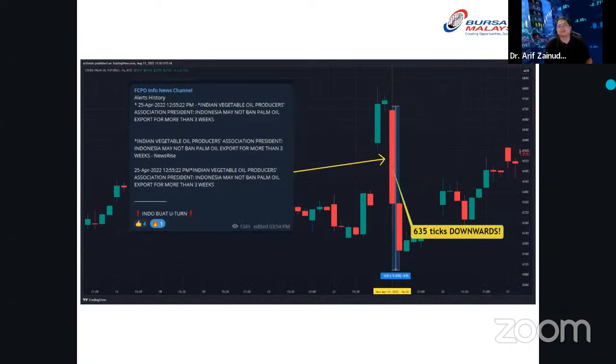This was what happened last year back in April. I shared a link in the chat section so you can see what happened on that day. The afternoon session opened with a huge bearish movement. This is a 1 hour chart. Within 2 hours, the chart dropped 635 ticks.